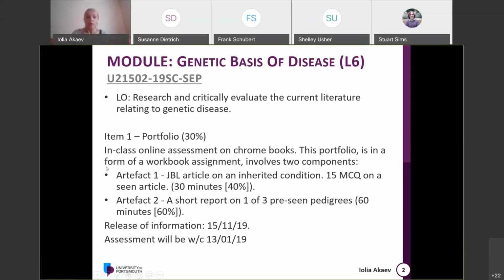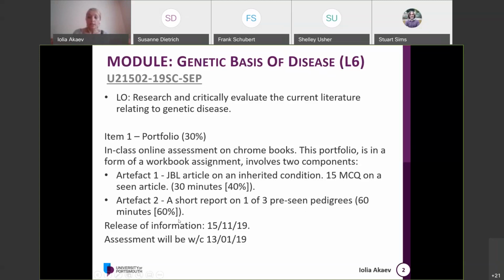So we came up with the idea of 2 items. The first one was a portfolio, and the portfolio consisted of 2 artifacts. The first, a journal-based learning artifact, which we thought would be quite a good idea to see if students would be able to read the research paper or review paper and then answer questions based on that paper. And artifact 2 was a short report on one of 3 pre-seen pedigrees. Both artifacts were in-class assessments.